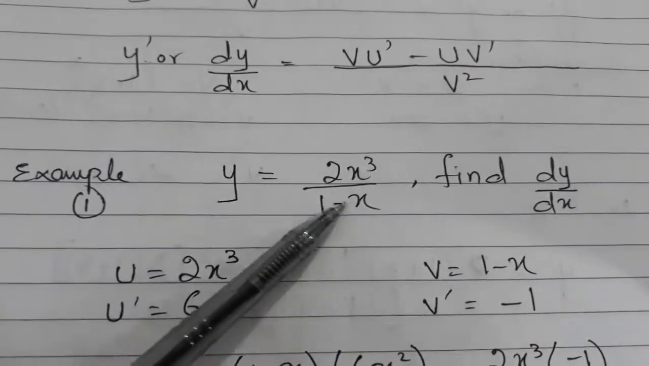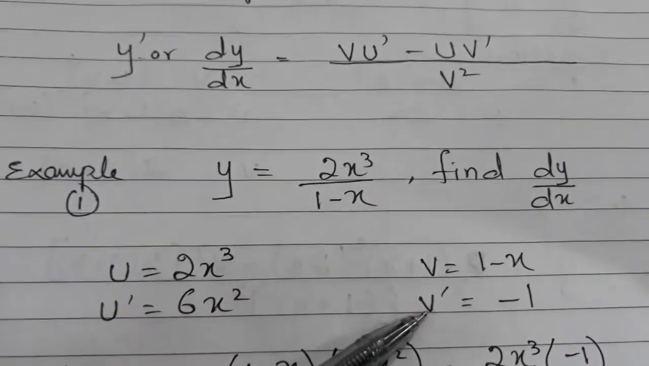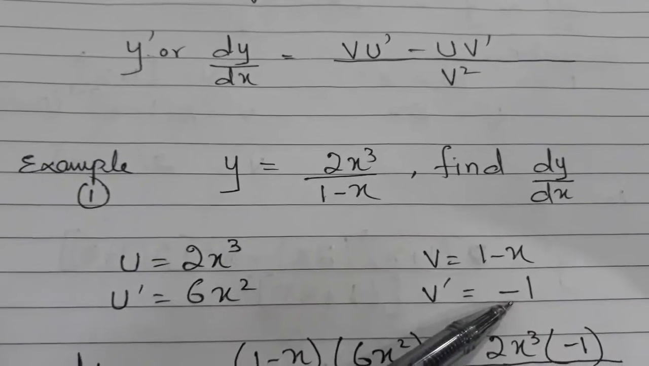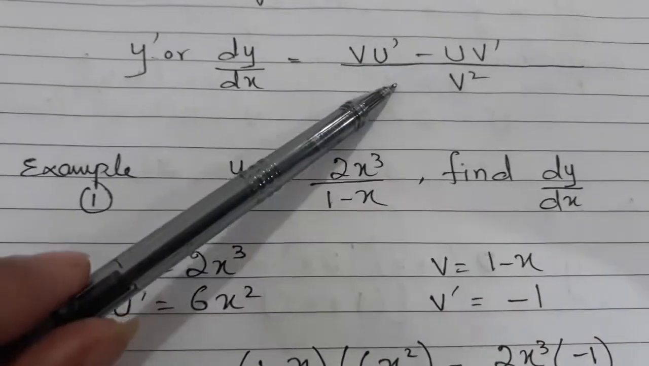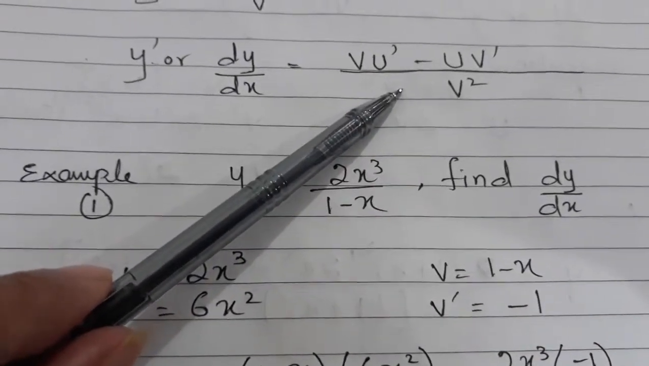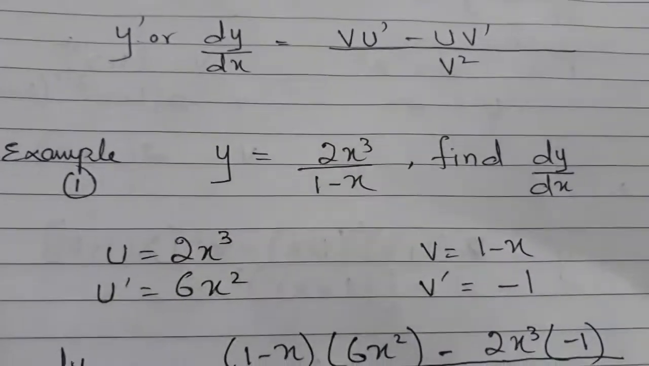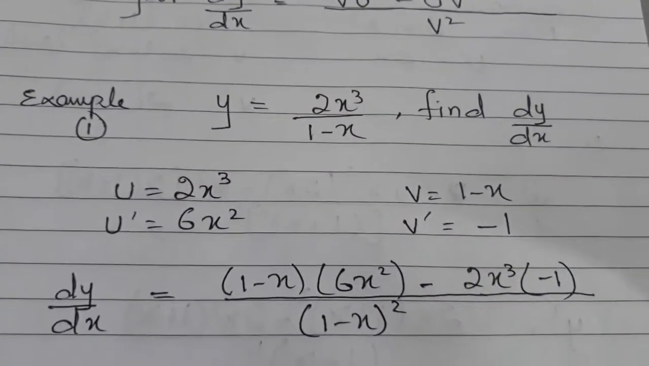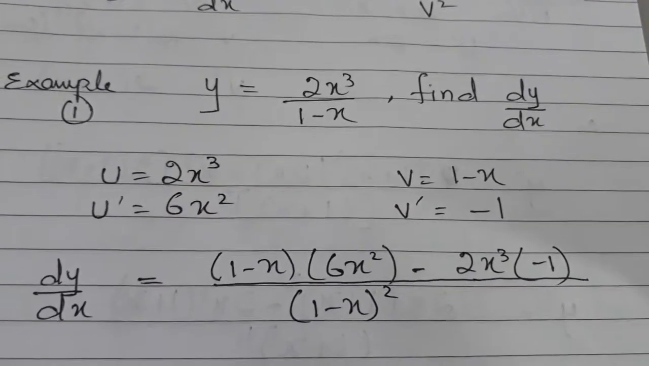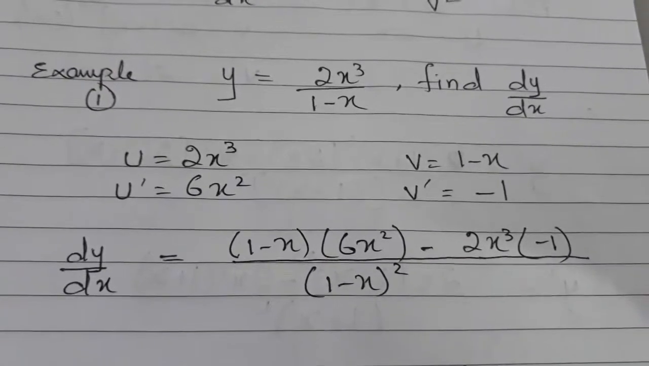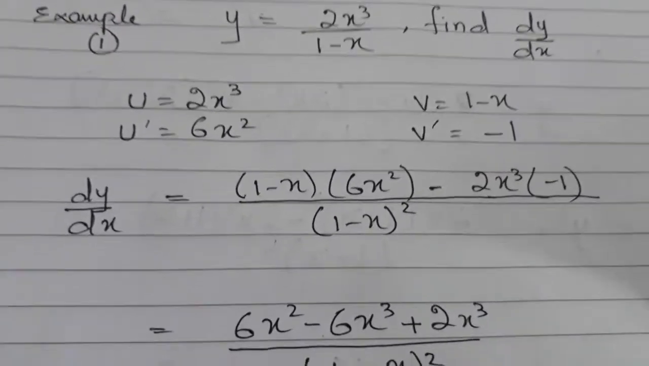So my v is 1 minus x. The differentiation of v will be 0 minus 1, which is here. Now I will plug in these values here, and that will give me the derivative of this function. I'm simply substituting the values here, you can see, and then I will open the brackets, I mean expanding algebraically, and then I will simplify it.